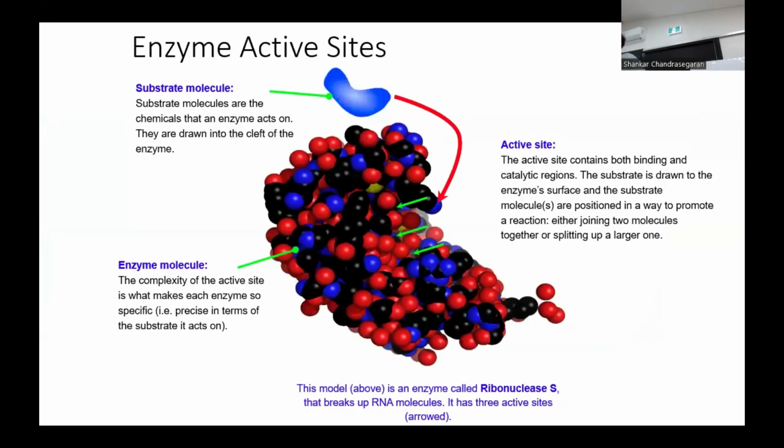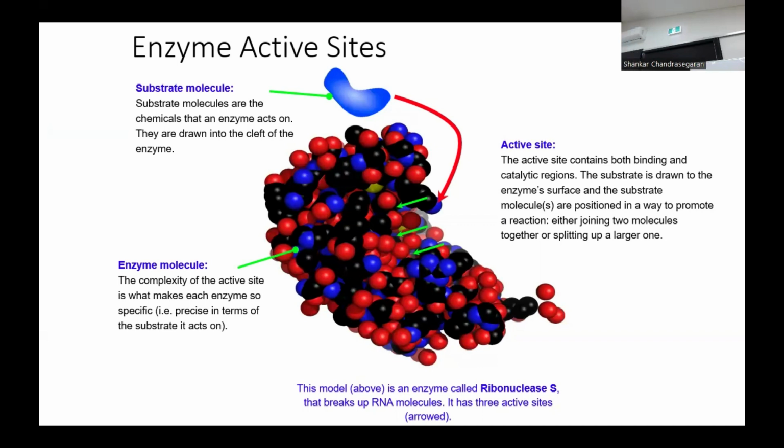Okay, so essentially a substrate molecule, that's the big molecule. For example, that's lactose. It will bind to the active site, and imagine this is the enzyme, lactase. Once it's bound to the active site, it will form an enzyme-substrate complex, undergo a chemical reaction, and then the substrate is broken down into its products, glucose and galactose.